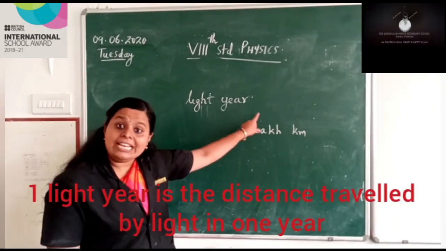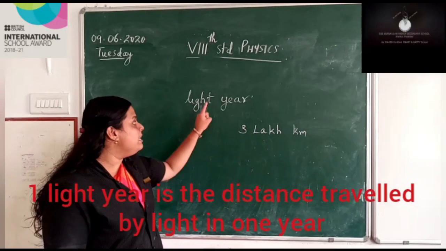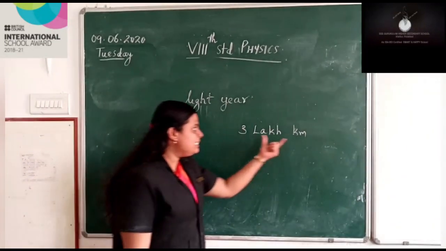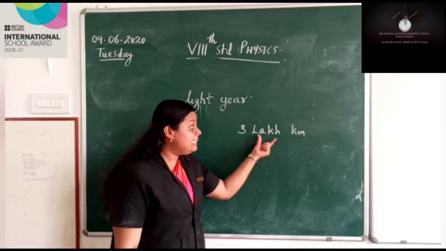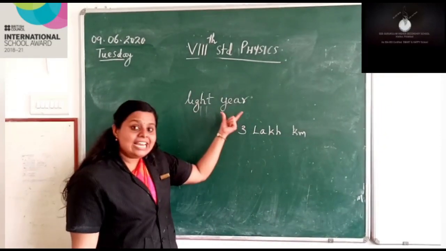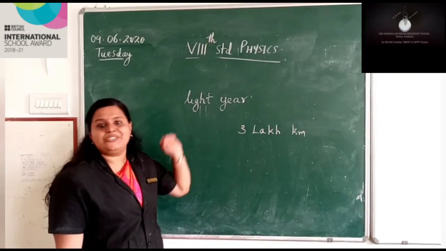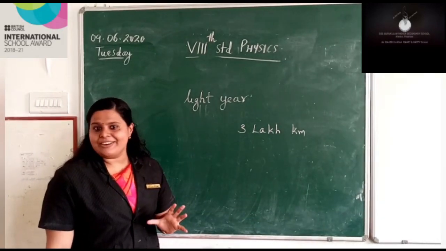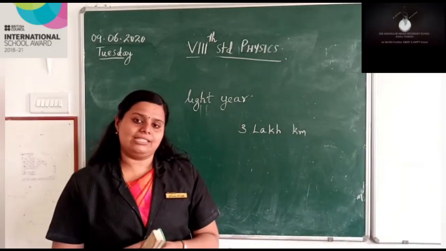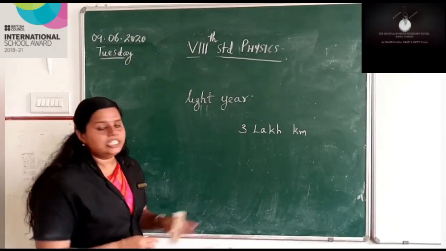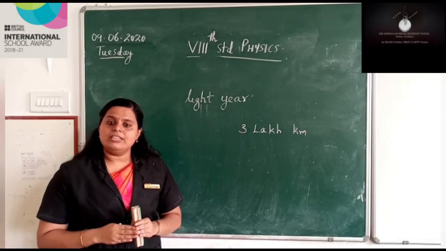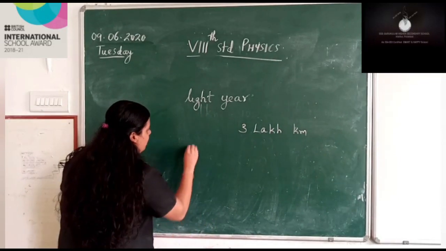And 1 light year is the distance traveled by light in 1 year. Once again I am repeating. In a second, light will travel 3 lakh kilometer distance. So just imagine in a year how much distance it will travel. Such an interesting thing, right? Yes. So light year is such a long distance, and we use this light year to express the distance between stars. Then one more bigger unit is there for length, that is parsec.